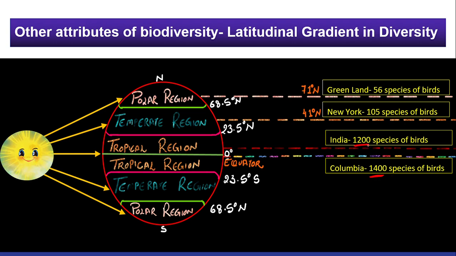India is having 1200 species of bird. New York is having 105 species of bird. Greenland is having 56 species of bird. So here we have taken an example of species of bird, and you can see as we move from equator towards the pole, the number of species decreases. On the equator it was 1400, but as we move towards the polar region, it becomes 56. So can I say that moving from equator to polar region, biodiversity decreases? Of course it decreases, right?